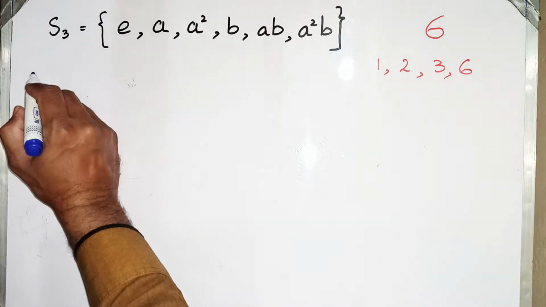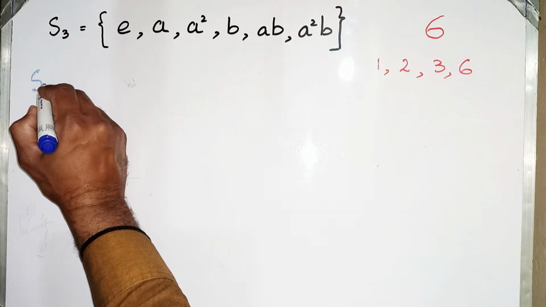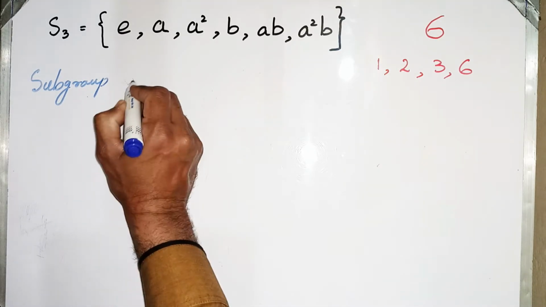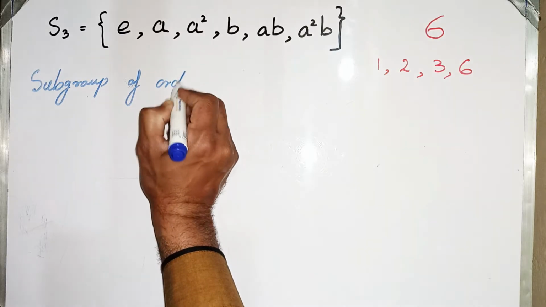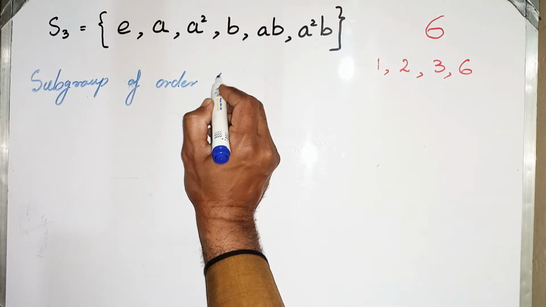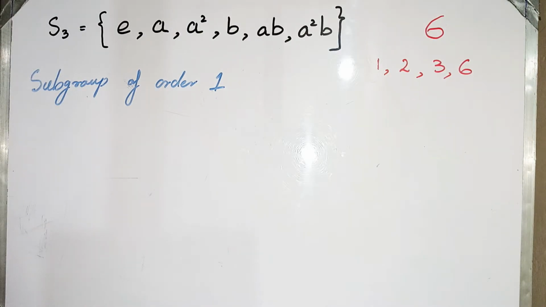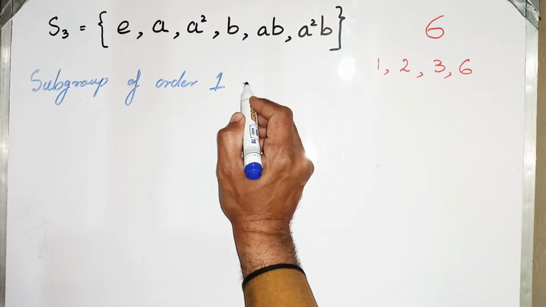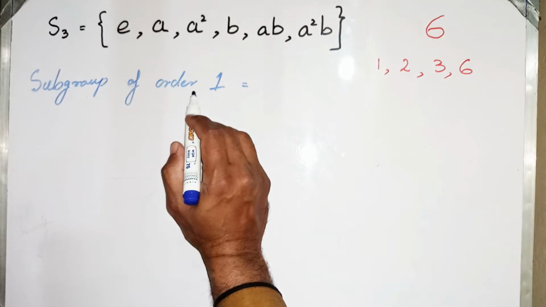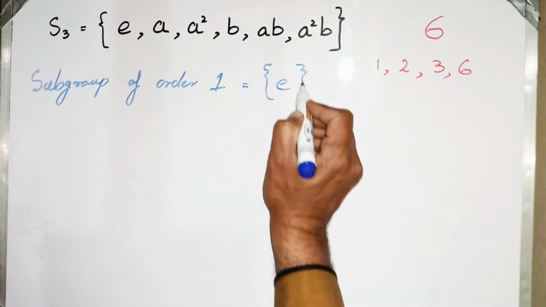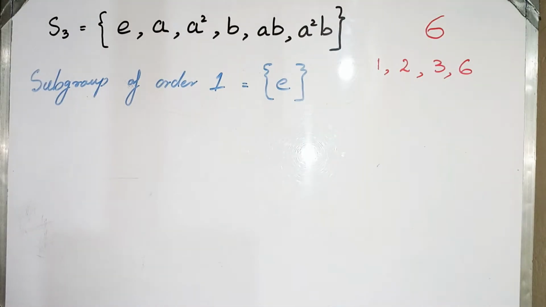First we will write the subgroup of order 1, and you know that the subset of any group which consists of the identity element is always a subgroup of that group. So the subgroup which consists of the identity element E has order 1.